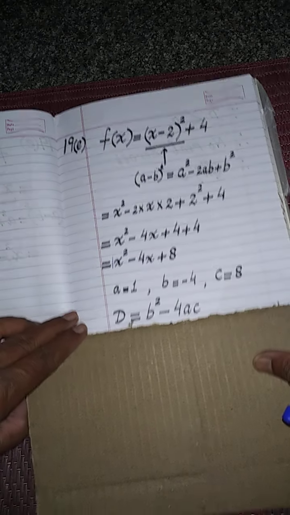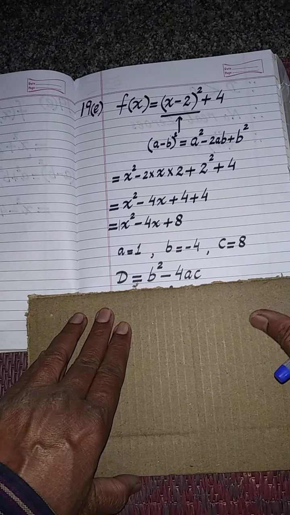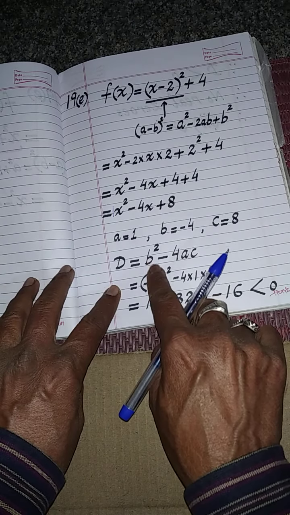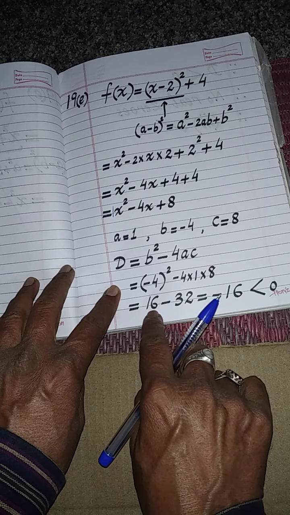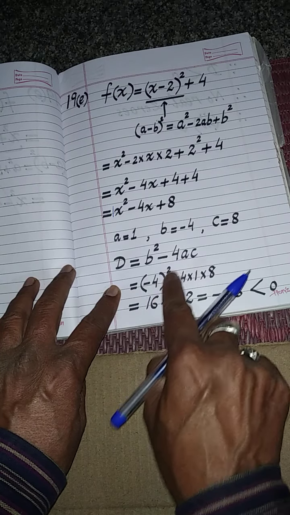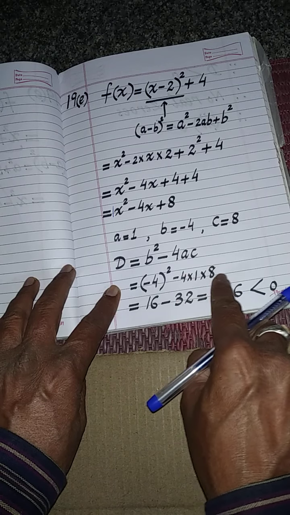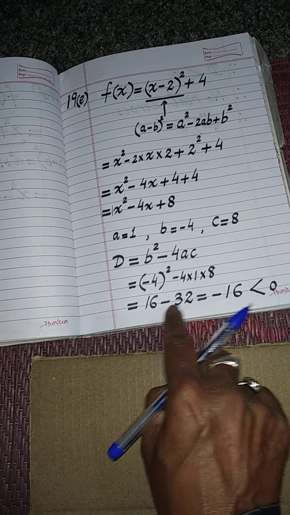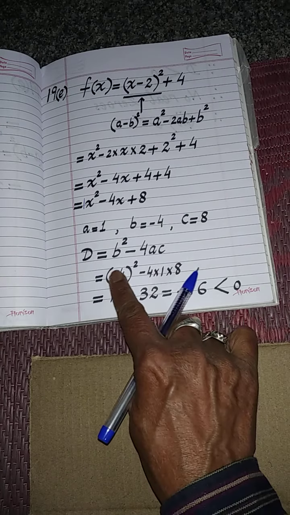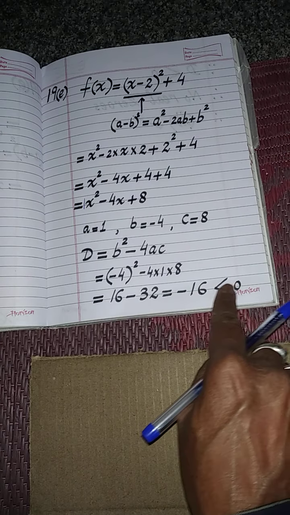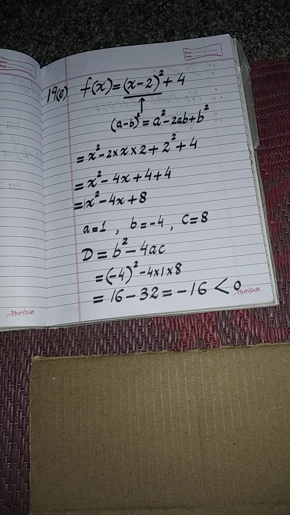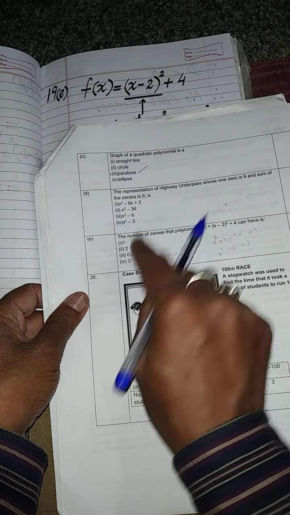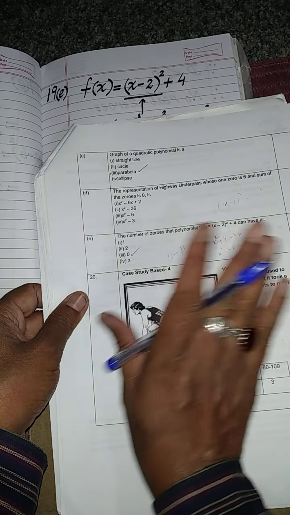Now we will calculate D, the discriminant. Its formula is b square minus 4ac. Now you put all the values. When you put minus 4 in place of b, the square of minus 4 will be 16. And here when you multiply 4 into 8, 32 will come. When you subtract, minus 16 will come, and we know when the value of D is negative, then its roots will not be real. So real roots are not possible. That's why option number 3, 0, will be correct. That means it will not have any real roots.